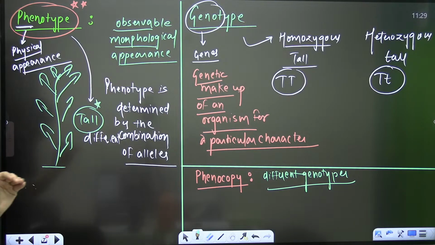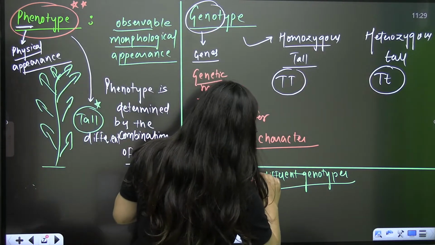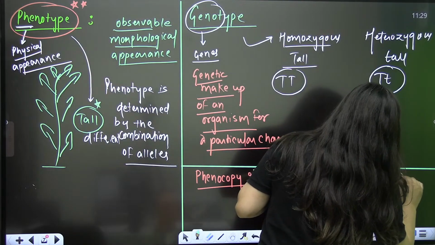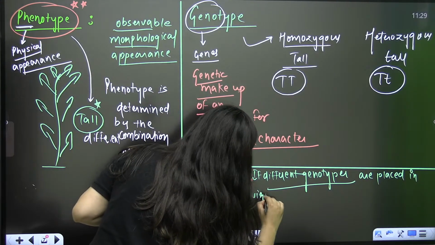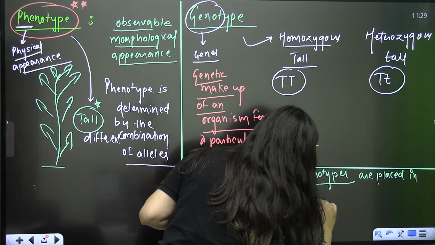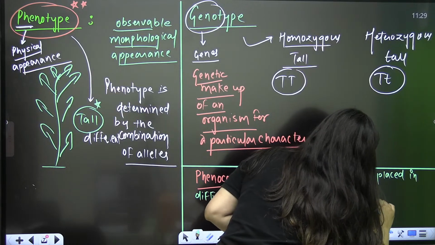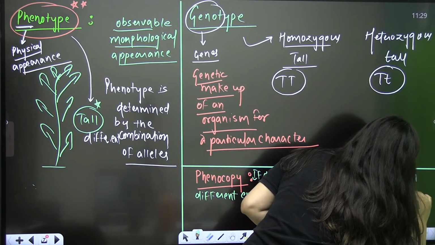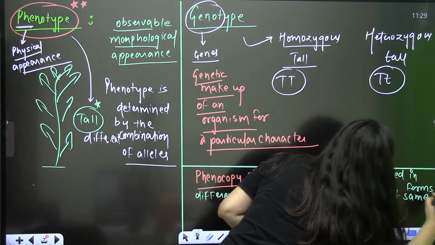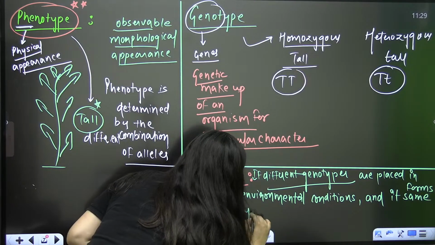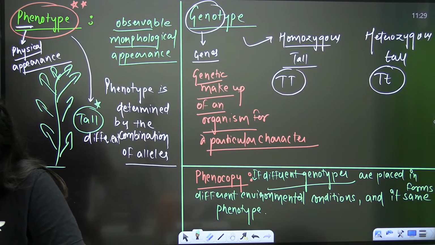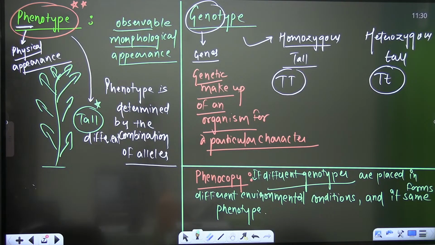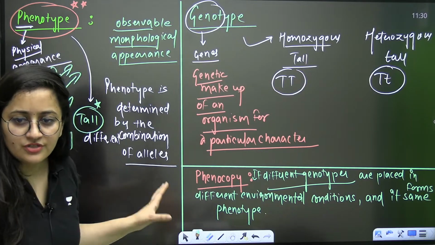So what is phenocopy? If different genotypes are placed in different environmental conditions and they form the same phenotype, then we call it phenocopy. So if different genotypes placed in different environmental conditions produce the same phenotype, it is phenocopy. So this is what you need to explain.